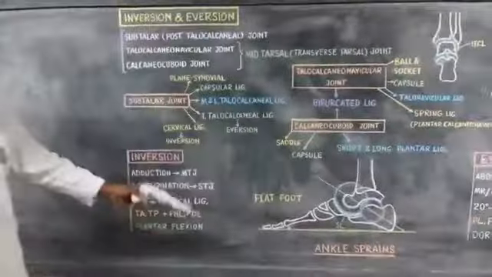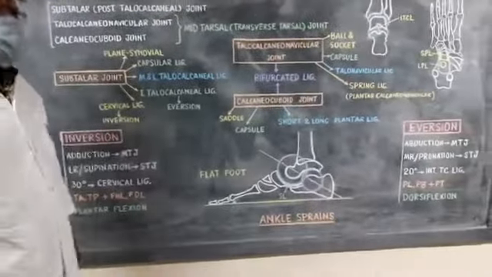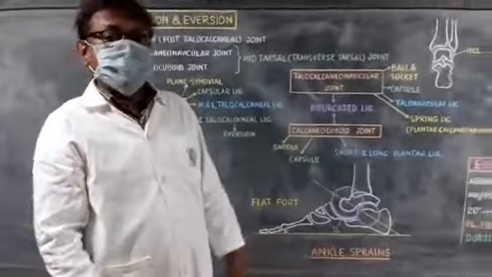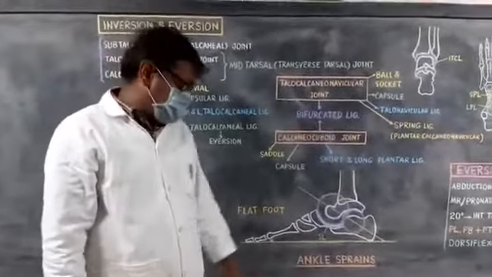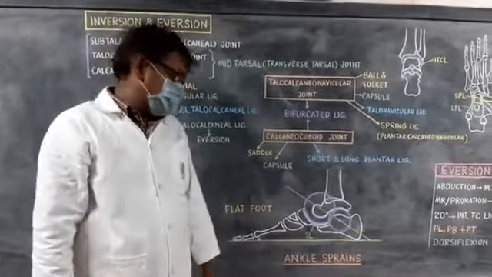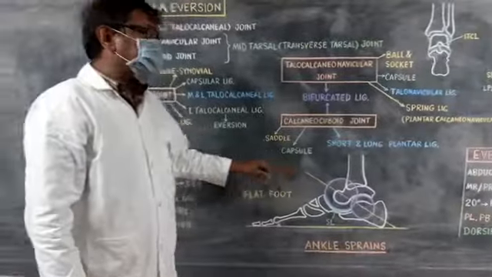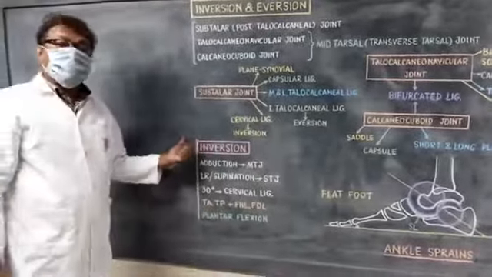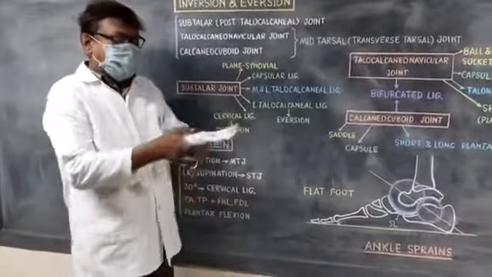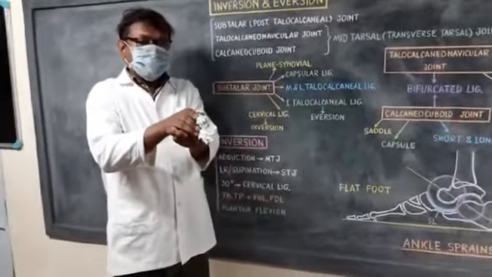Now applied part is the ankle sprains. Excessive stretching or tearing of the ligaments of the ankle joint leads to ankle sprains: eversion sprain and inversion sprain. Inversion sprains are very common, the sprain during inversion.